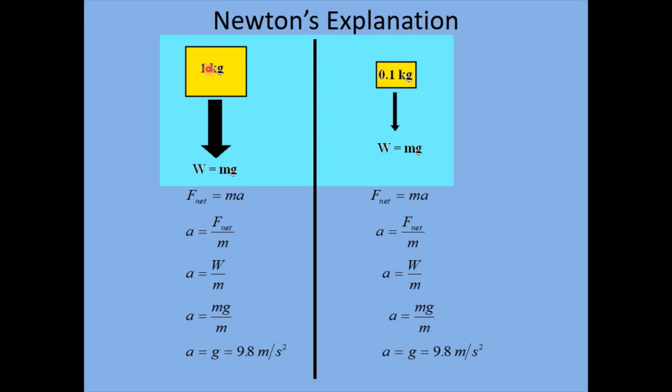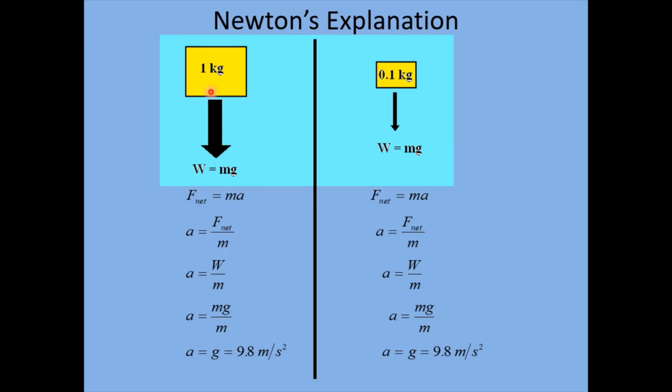So we know, here's a free body diagram. In fact, we're going to ignore wind resistance here. So this has a downward force of weight, which is equal to mg. Now, we can use Newton's second law, net force equals ma, and we can solve for the acceleration of this object. The acceleration is equal to the net force divided by the mass.